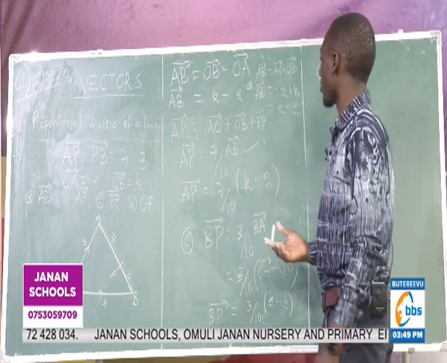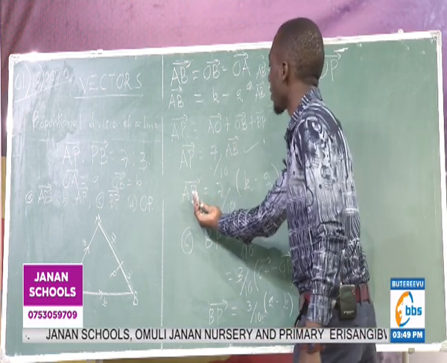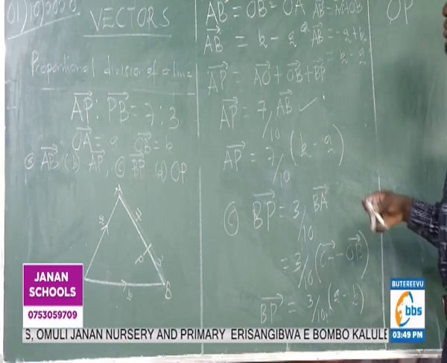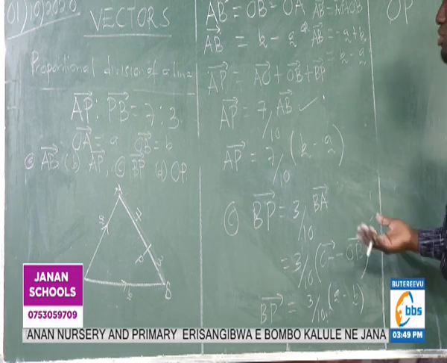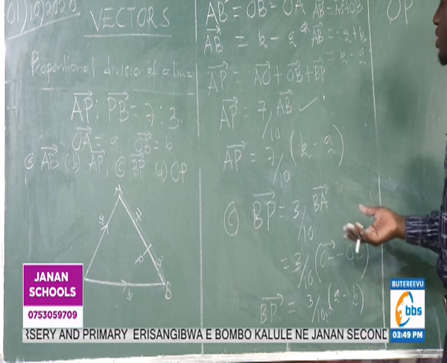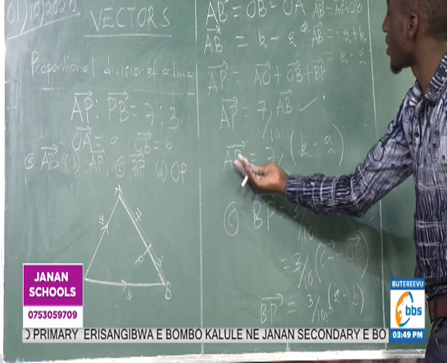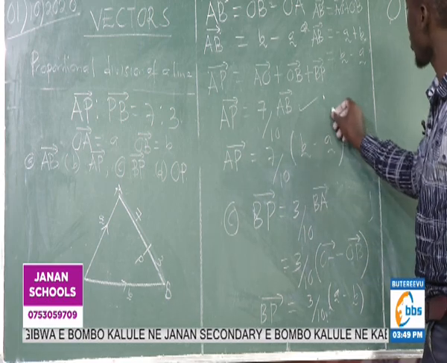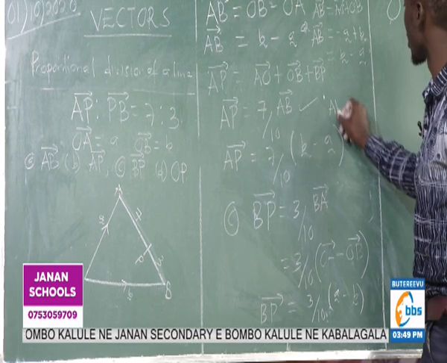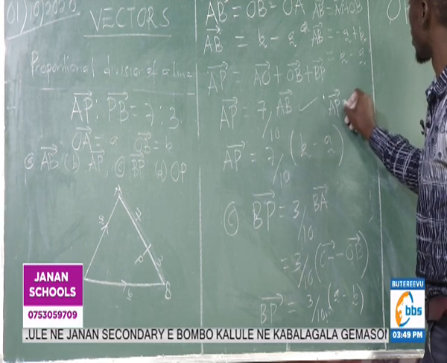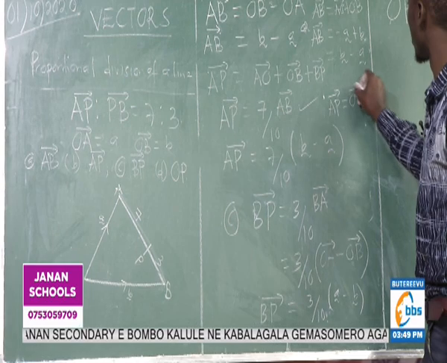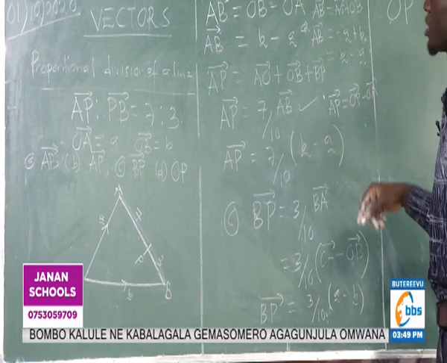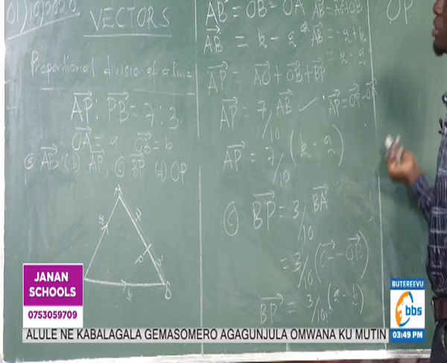Because look at this. I've already got my AP, and I want to get OP. I want to show you very many other ways of doing this that you don't need to cram. I want to get OP, but I have AP, and I know that AP is the same thing as OP minus OA. I make OP the subject, and it will come out.